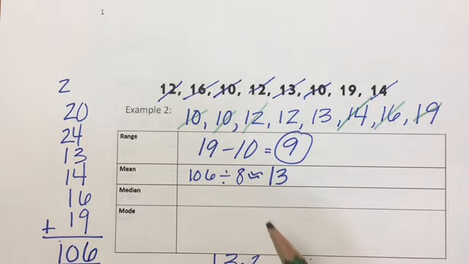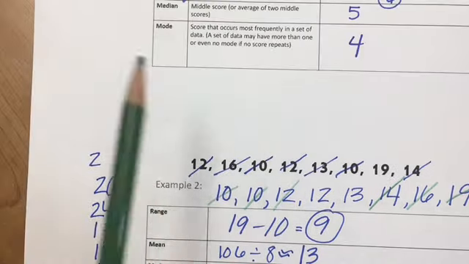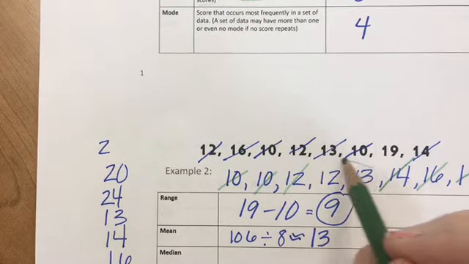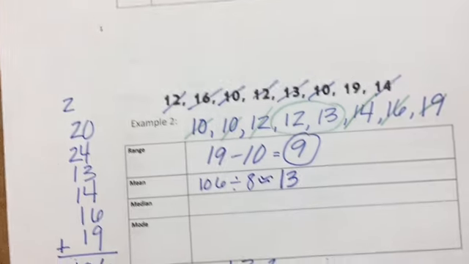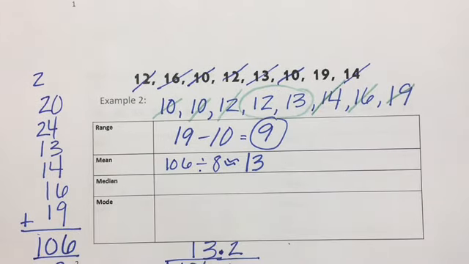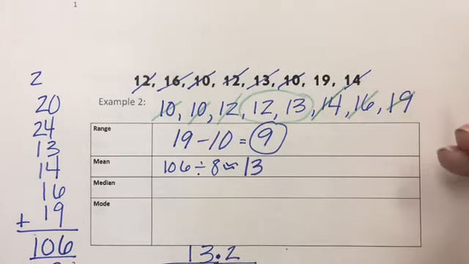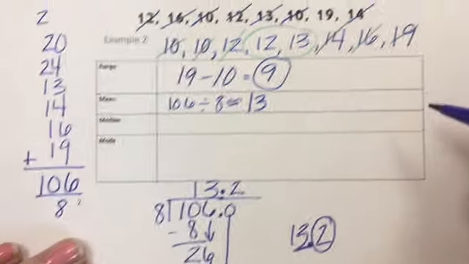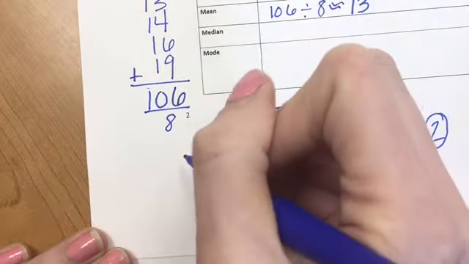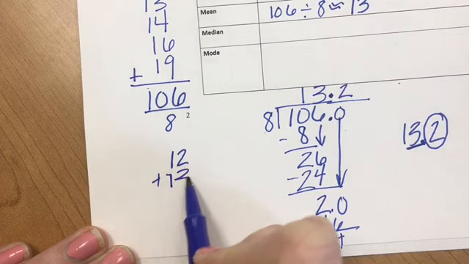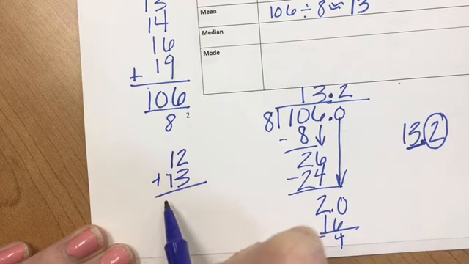Now, do you give both 12 and 13 for the median? No. It says average of 2 middle scores. So if you have 2 middle scores, you need to average them. All right? Well, to average them, that's the same thing as mean, okay? To find the average, we add them up, right? Sum of the scores, and divide by the number of the scores. So let's see, where can we do this? We'll do it down here. So we have 12 and 13. We find the sum of the scores, and we get what? 25.